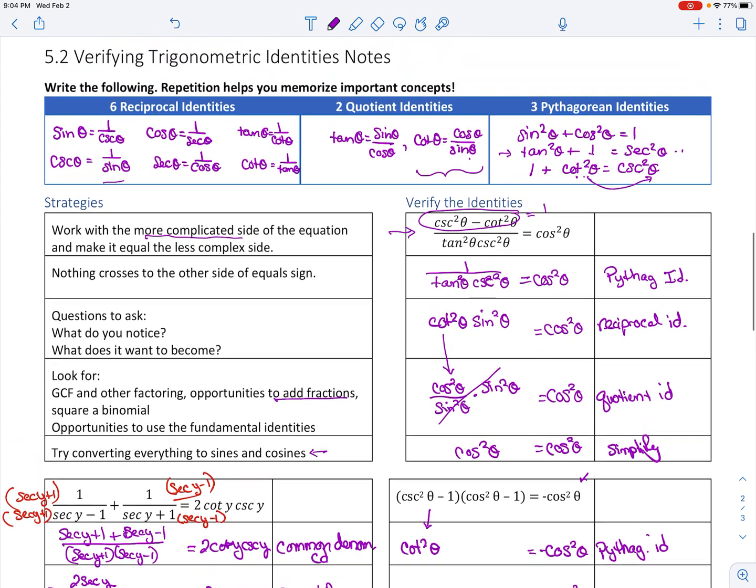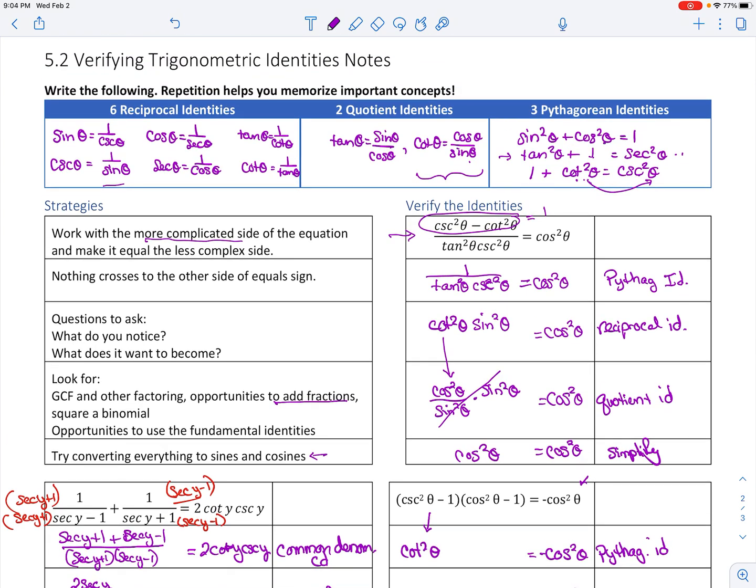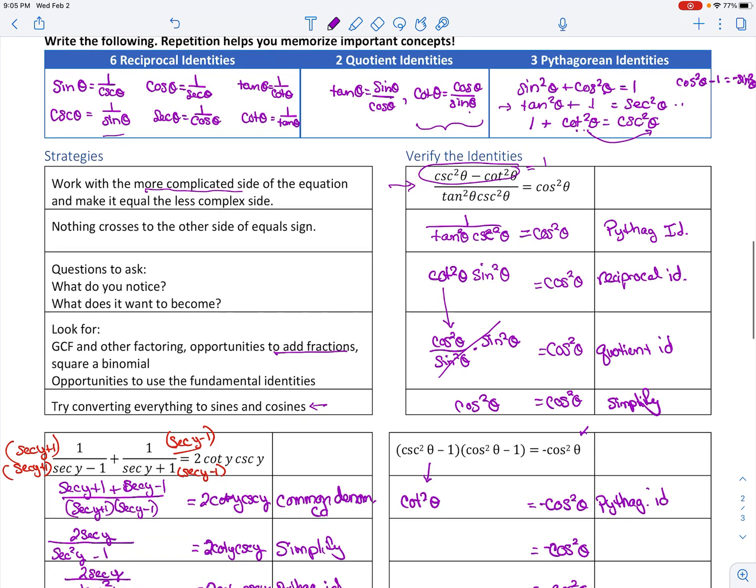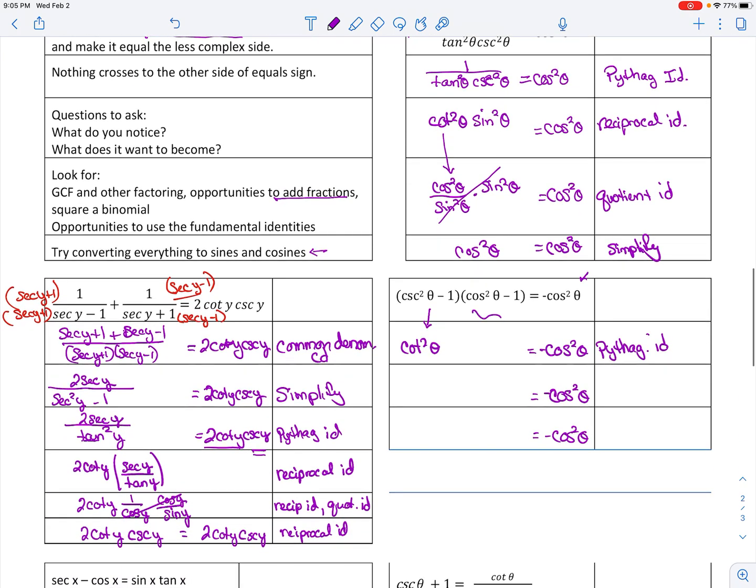And cosine squared theta minus 1. If I brought the 1 to the other side, if I subtracted 1 from both sides, then I'd have sine squared plus cosine squared minus 1 equals 0. But let's move that sine squared to the other side. So another way of thinking of this is cosine squared theta minus 1 is the same thing as a negative sine squared theta if we subtract sine squared theta from both sides. So this becomes a negative sine squared theta. So we're taking cotangent squared theta times a negative sine squared theta.